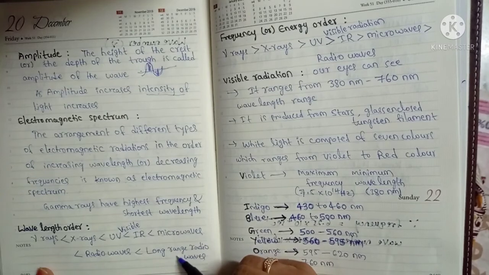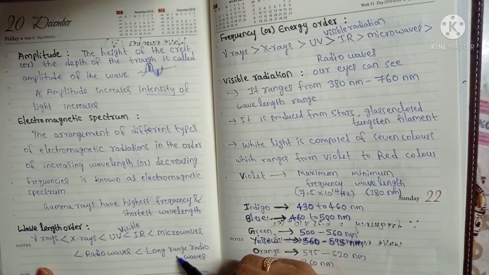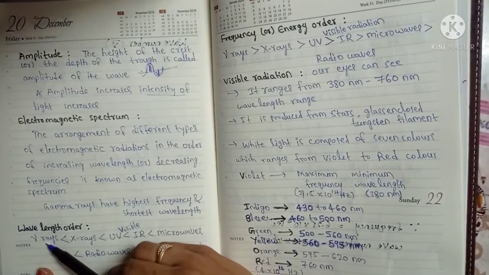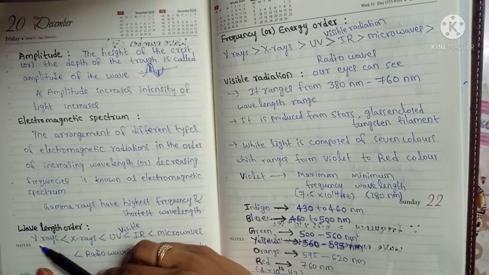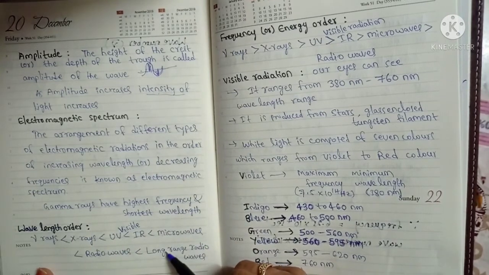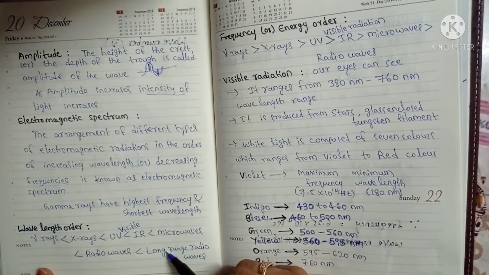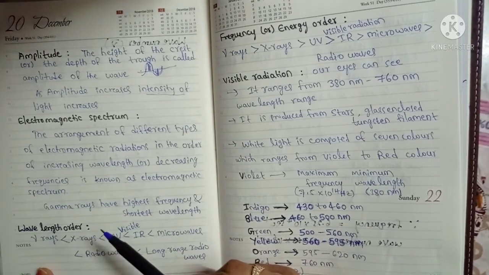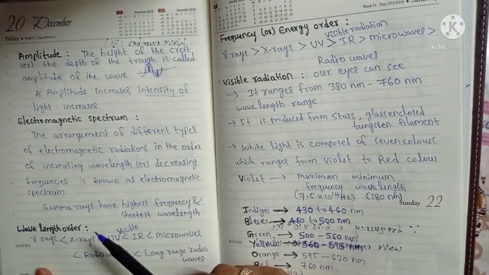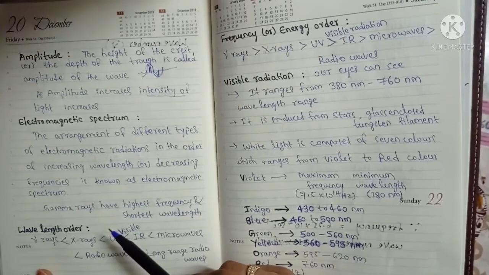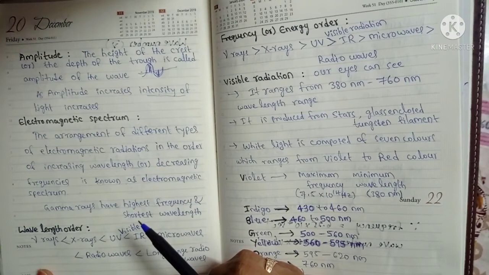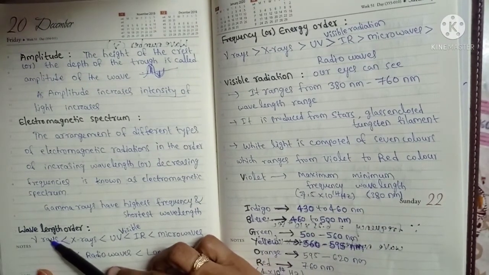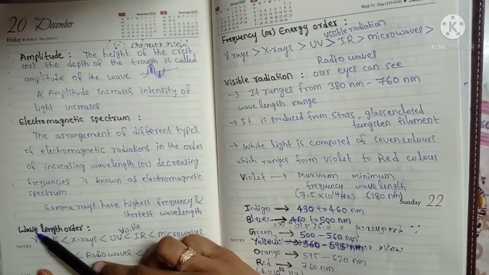Radio waves have long wavelength, and gamma rays have the shortest wavelength. The highest frequency is for gamma rays and the lowest frequency is for radio waves, because wavelength and frequency are inversely proportional. If one is highest, the other is lowest. So gamma rays have high frequency and lowest wavelength.